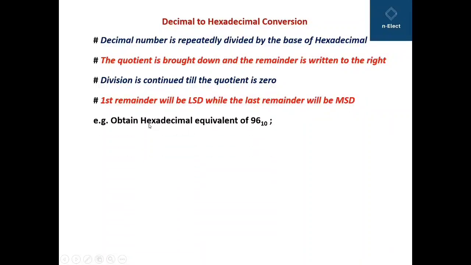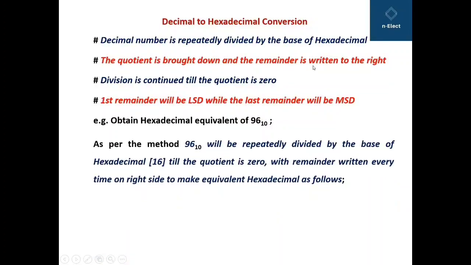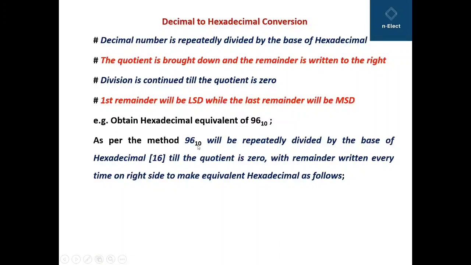Now through an example it will be more clear. Obtain the hexadecimal equivalent of 96 decimal. It means we have to obtain the equivalent hexadecimal number for 96 decimal. Now the procedure is what? The decimal number is repeatedly divided by the base of hexadecimal. So as per the method, 96 decimal will be repeatedly divided by 16 till the quotient is 0, with the remainder written every time on the right side to make the equivalent hexadecimal as follows.